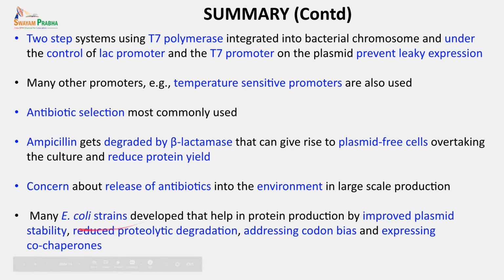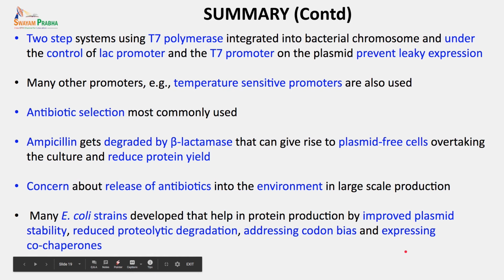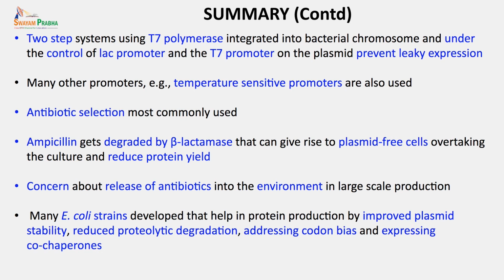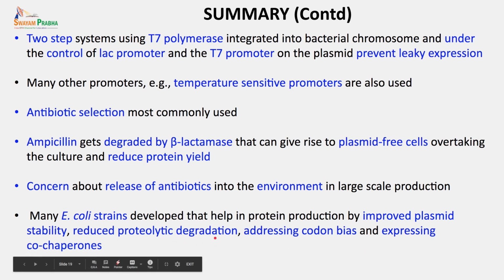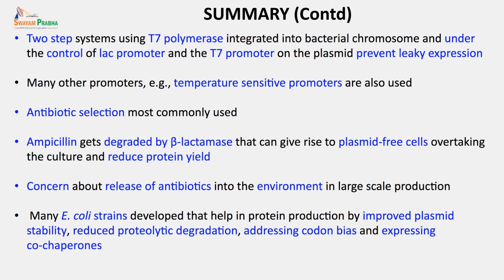And there are many different E. coli strains that have been developed which help in the protein production, because these strains have improved plasmid stability, or they may be deficient in certain proteases, so they have reduced proteolytic degradation. They may be able to address the codon bias, and some of them also have expression of co-chaperones in order to fold the protein of interest much more efficiently.